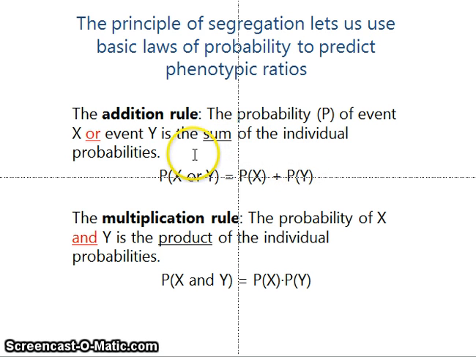The probability of one event or the other event happening is always going to be larger than the probability of them both happening. And intuitively this makes sense. If you flip a coin, the probability of getting heads or tails is 1. This is bigger than the probability of getting heads in one coin toss and tails in the other. Okay? So those are the addition and multiplication rules.